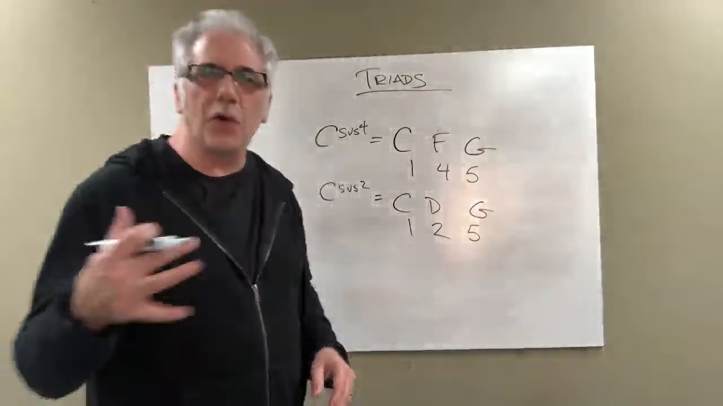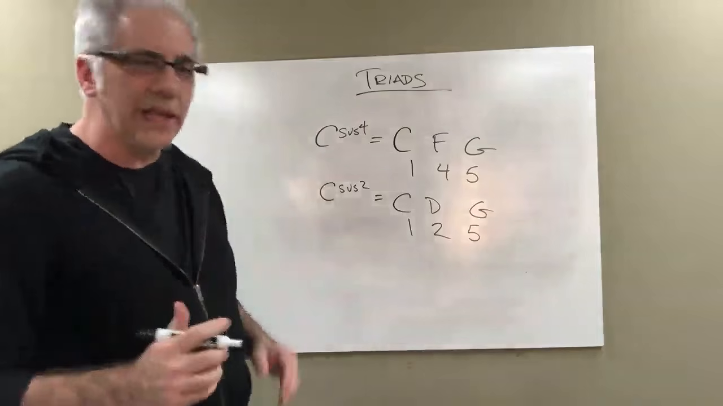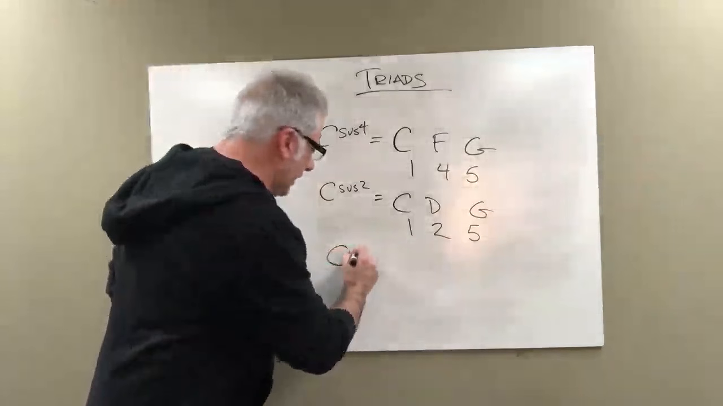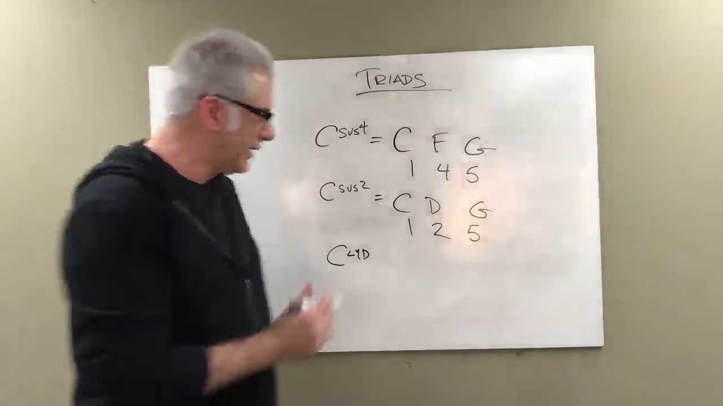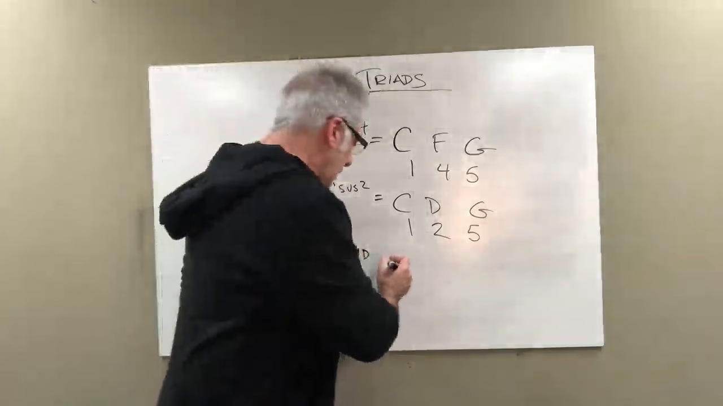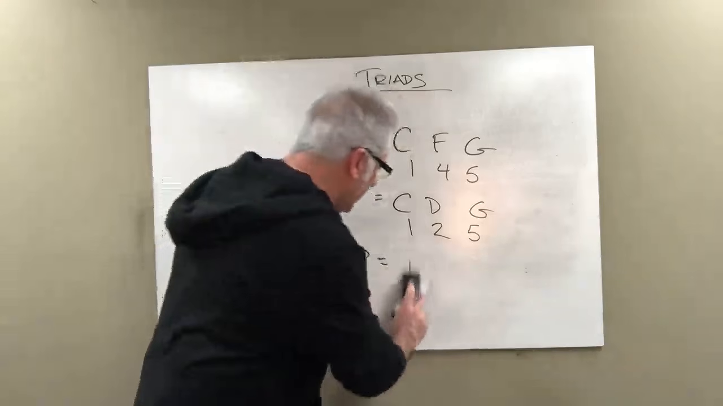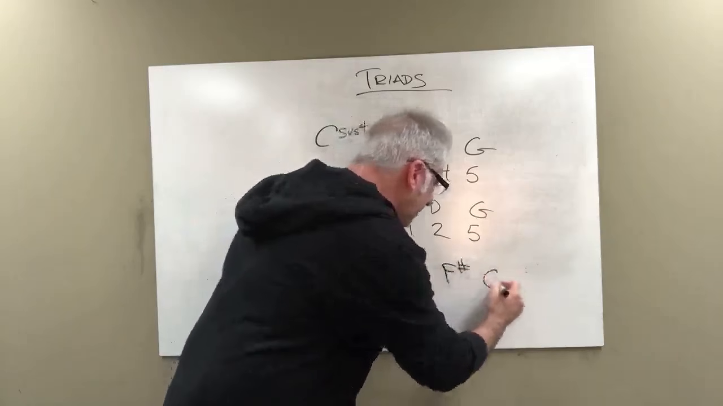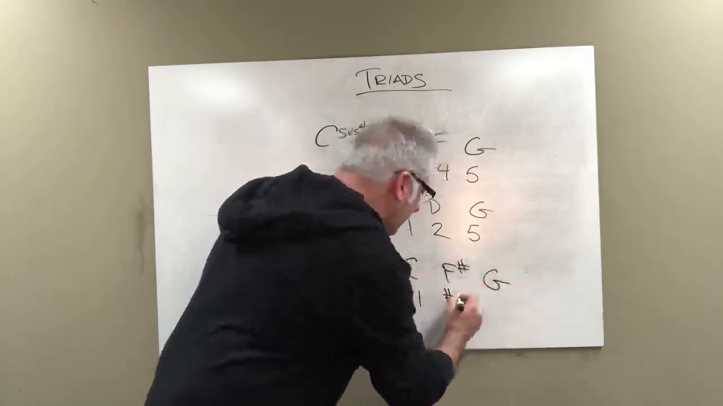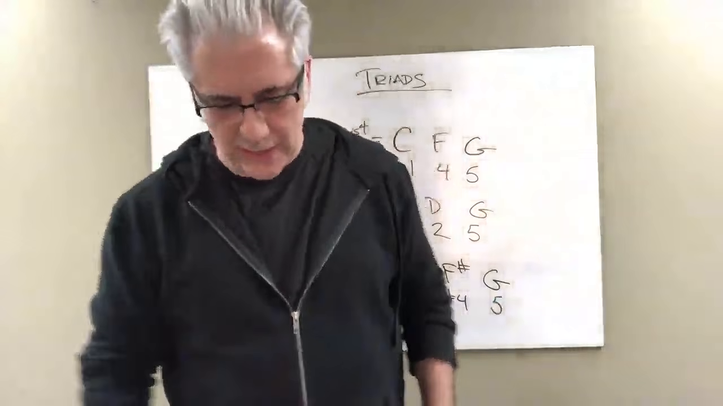Well, then you have chords that people like me use, like a C Lydian chord. C Lydian, L-Y-D. Lydian comes from the Lydian mode. We're not to that. You don't necessarily need to know that right now. That equals C, F sharp, G. This is 1 sharp 4, 5. Okay? C Lydian triad. That would be this.